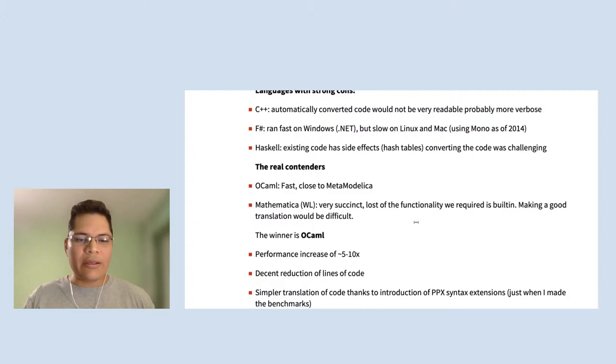So we picked OCaml because we would have, in theory, a performance increase from 5x to 10x. We would have a decent reduction of the code. And the most important feature was that when I was doing all these benchmarks and experiments with different languages, there was a version of OCaml that released syntax extensions. And I could use this mechanism of extending the OCaml language in order to create code that was going to be very readable and that matched very well the MetaModelica code that we have.